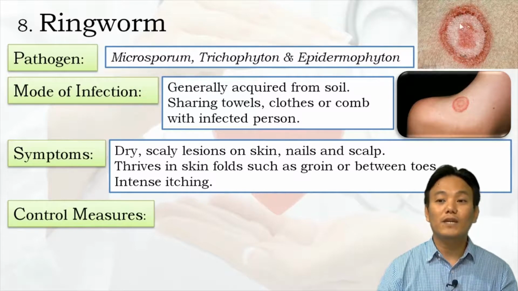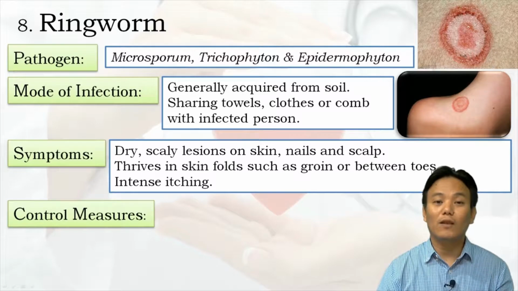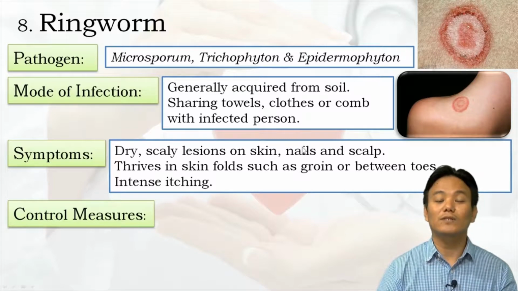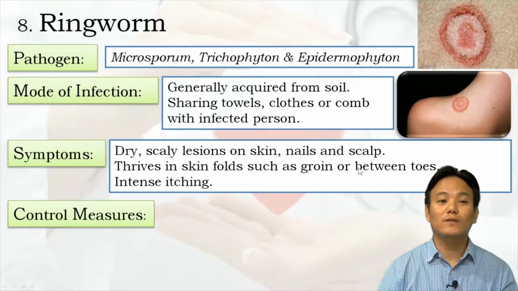Now the fungi can grow well in a place where there is proper moisture and proper heat. And since in skin folds such as the groin or between the toes people sweat a lot, there is proper moisture and there is proper heat, right? And the fungus can easily grow in these regions. Right? So they occur mostly in such regions. Ringworm occurs mostly in such regions where there is more heat and moisture.